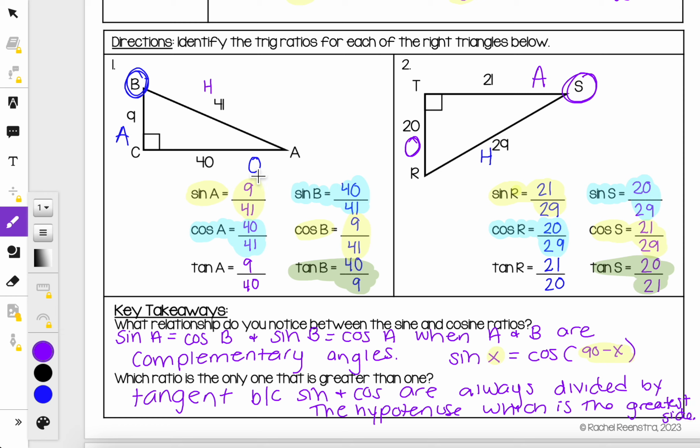Okay, so with your sine and your cosine, the hypotenuse is always going to be the longest side of that triangle. So you're always going to be dividing a smaller number by a bigger number, which means it's always going to be less than 1. So tangent is the only ratio that's ever going to be greater than 1, okay? That's something that you want to know. So if you do any of these problems and you happen to get a number, you plug it into the calculator that's greater than 1 for sine or cosine, you know that there was a mistake there, okay?